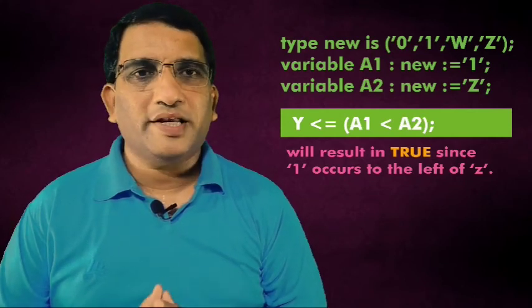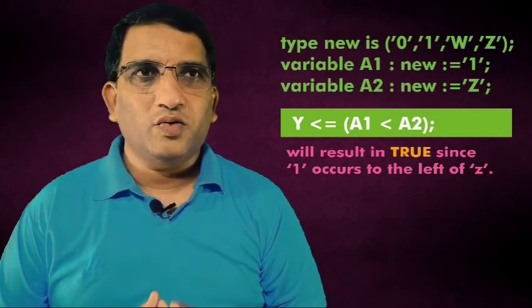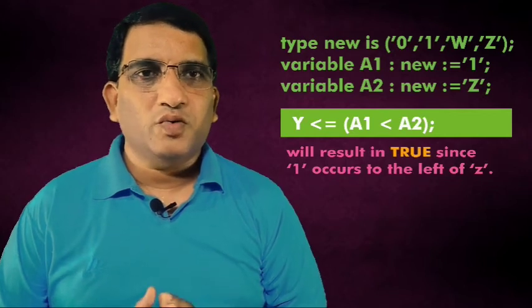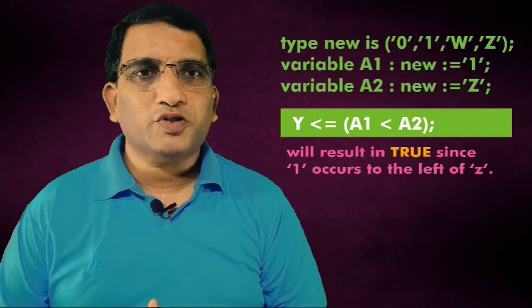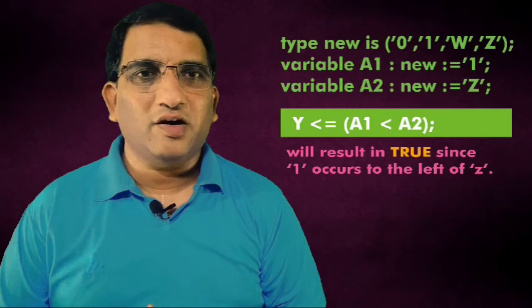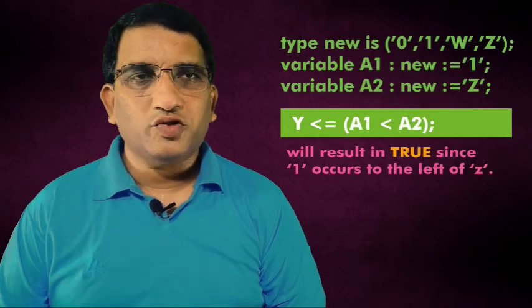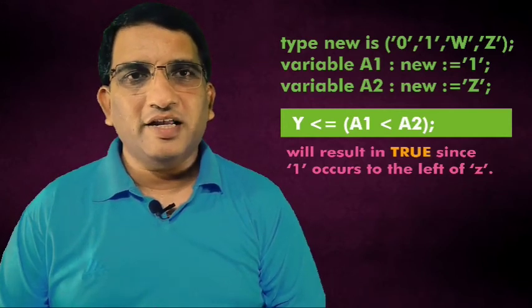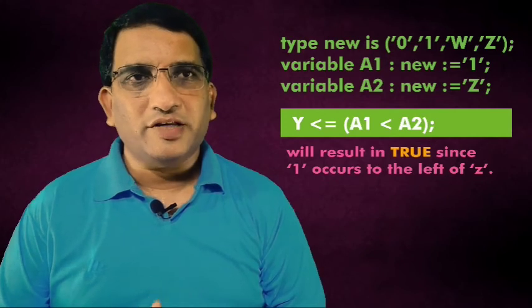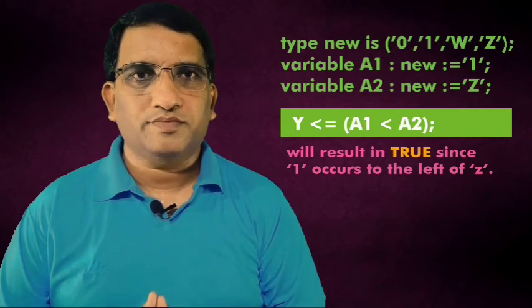If you look at the new data type where we declared type new is 0, 1, W and Z, these values are supposed to be ordered in ascending order. They are arranged in ascending order. So if you can see from these values of this data type 0, 1, W and Z, that means Z has the higher value as compared to 1. So that's why definitely A1 will be less than A2. Hence this condition is true.